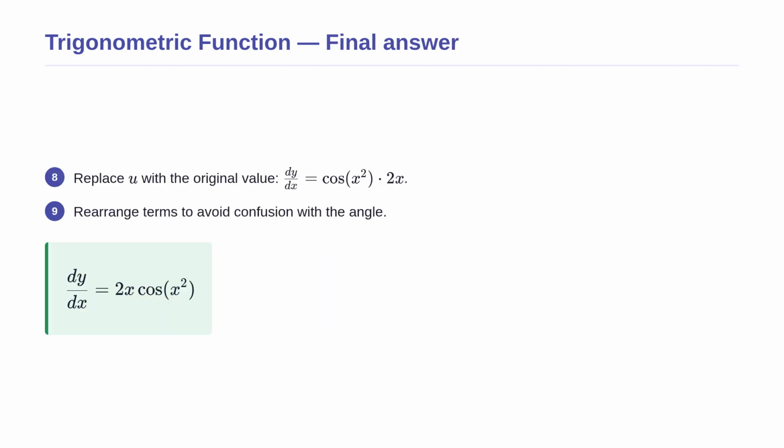For the final step, we must remove the temporary variable u from our equation. We replace it with its original value, x squared, to get everything back in terms of our starting variable x. Finally, we rearrange the terms, placing the algebraic part, 2x, in front of the trigonometric part. This is standard practice to avoid any confusion that the 2x might be part of the cosine's angle. Our final answer is 2x times cosine of x squared. We have successfully combined the rates of change into one single mathematical expression.